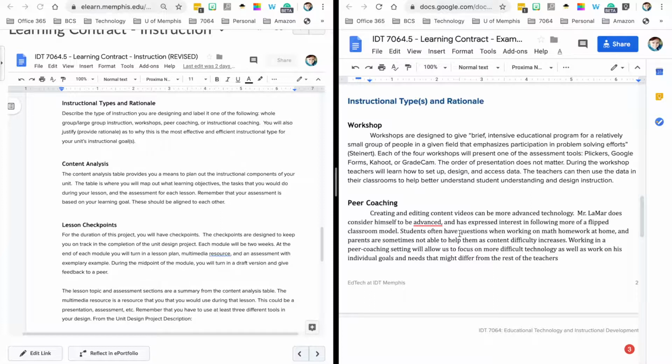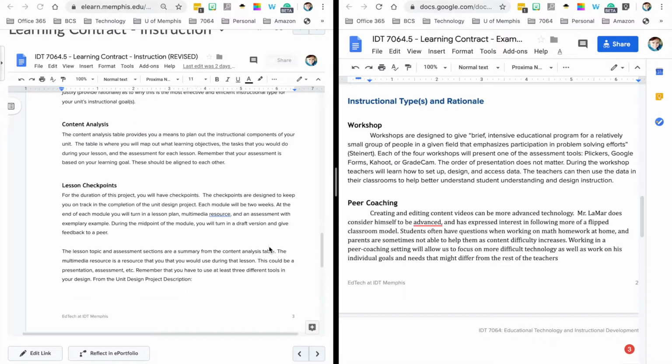personal preference from the students or the teachers, but it also might depend on what your actual instruction is. Some topics lean better to be in small groups versus whole groups. And so that just kind of depends. But here you're giving a more in-depth rationale over what type of instructional types you're going to use: workshop, peer coaching, instructional coaching, or larger group instruction.